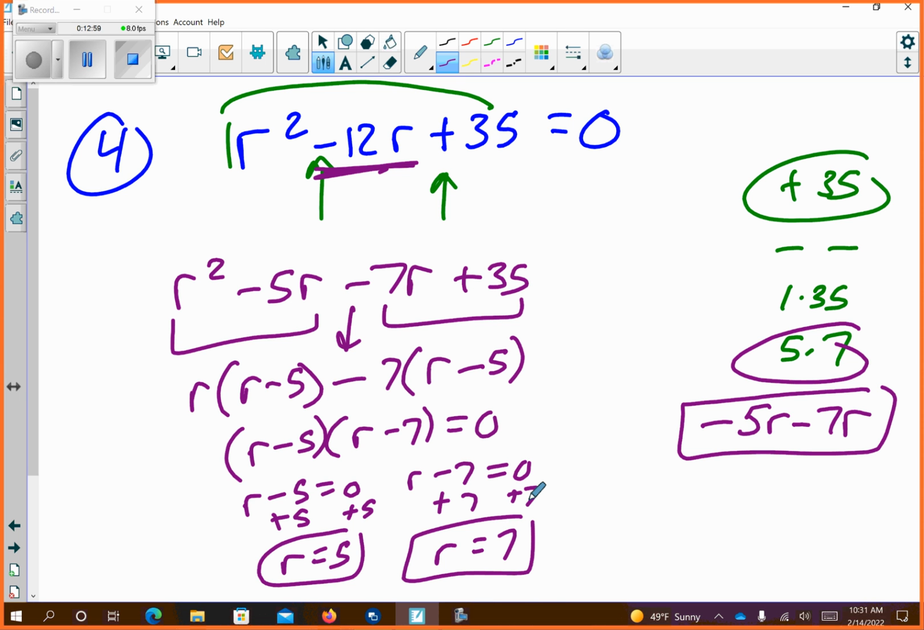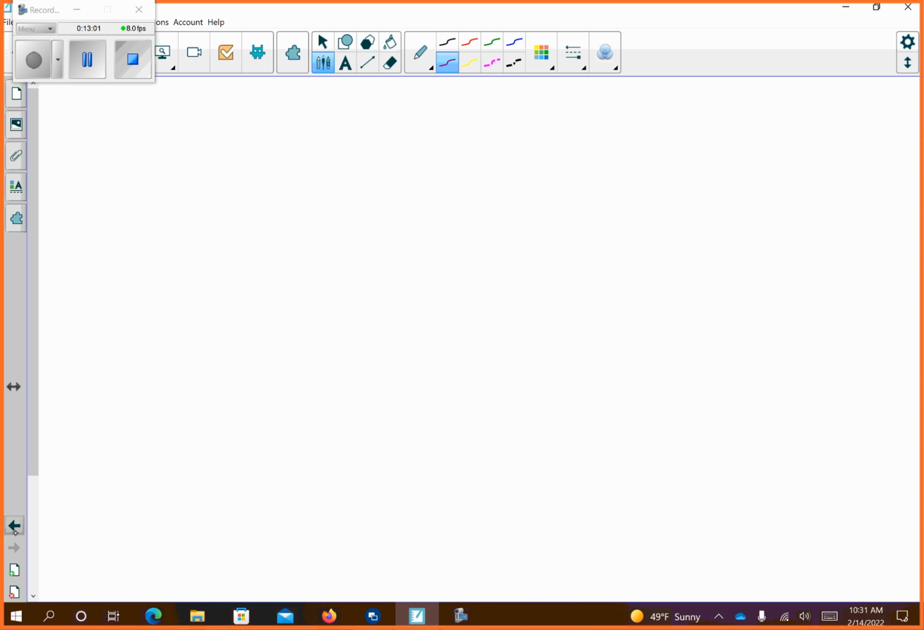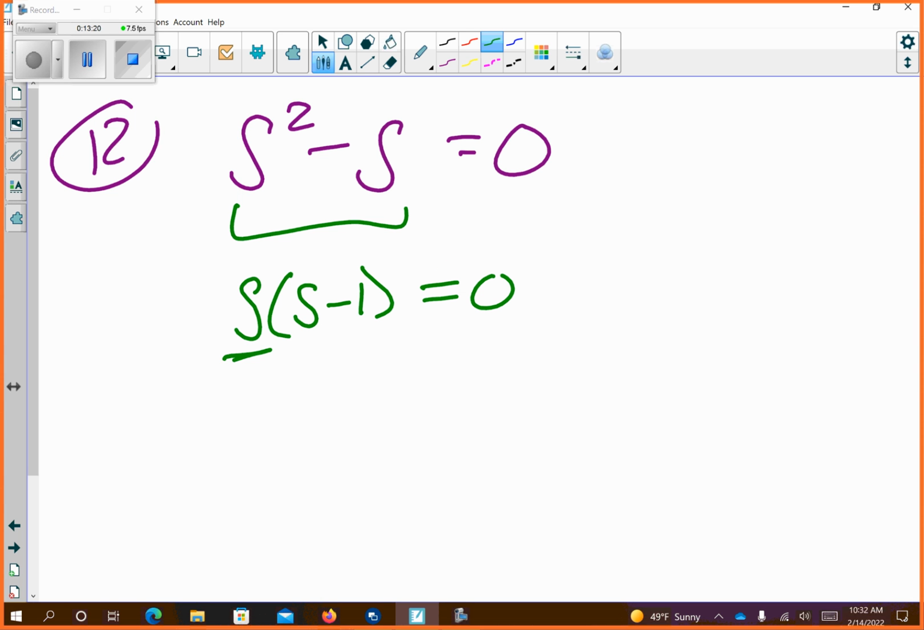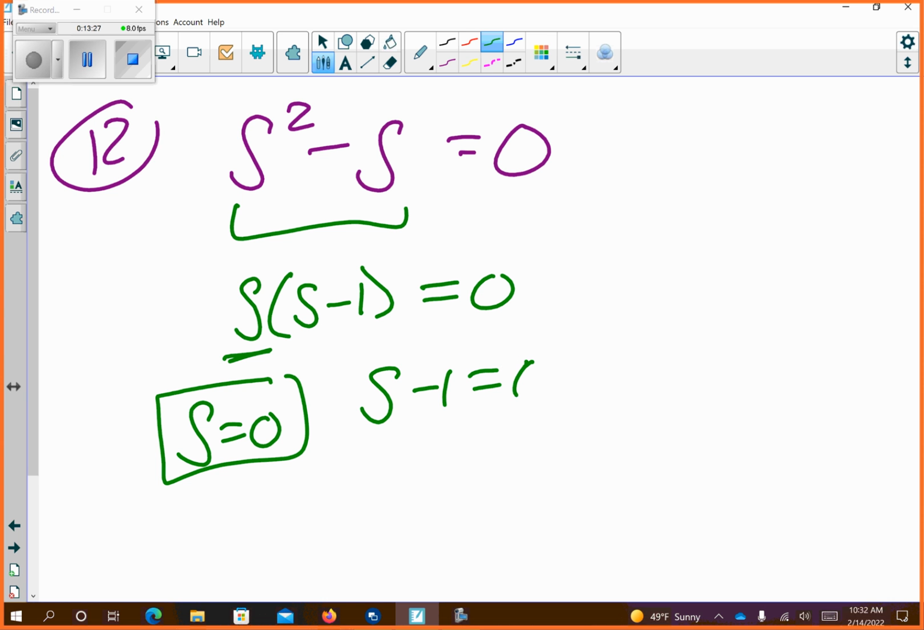Could you read me number 12, please? s squared minus s equals 0. Like that? Cool. Okay, this one looks a little different. There's two terms. They both happen to have an s. So I have a greatest common factor between these. I could factor an s out, and I'm going to be left with s minus 1. So this is going to be equal to 0. That's one answer. And s minus 1 equals 0, so add 1 to both sides.